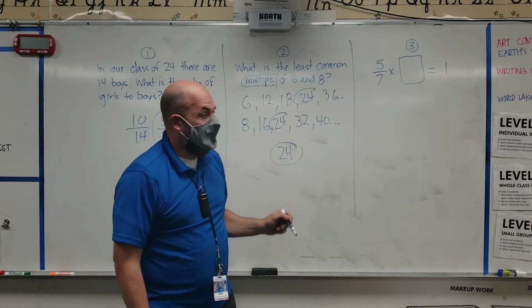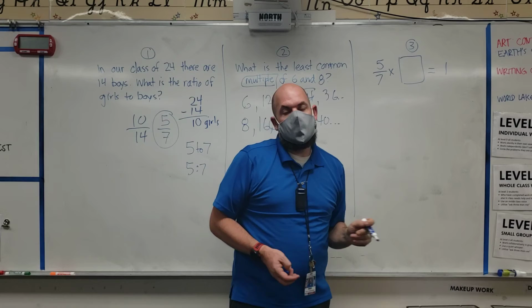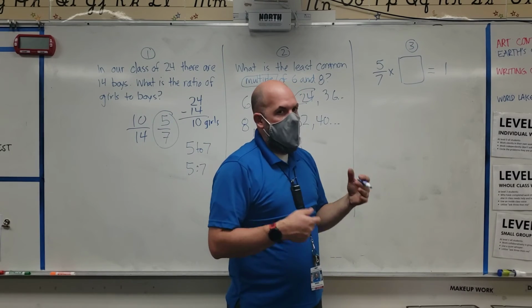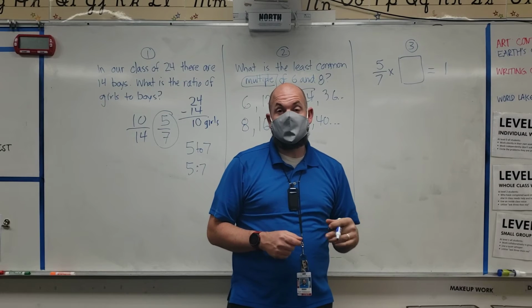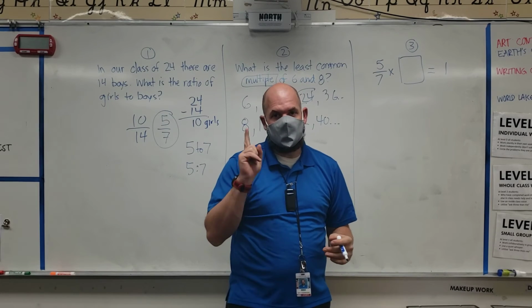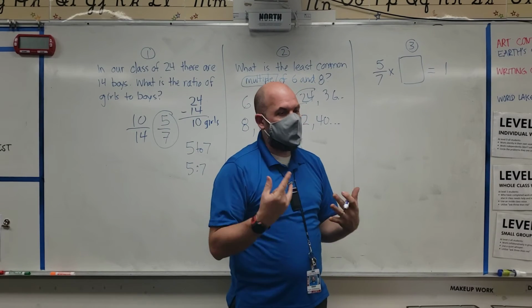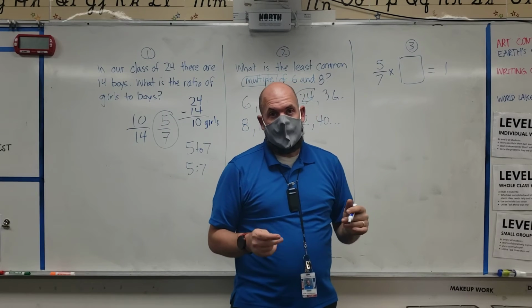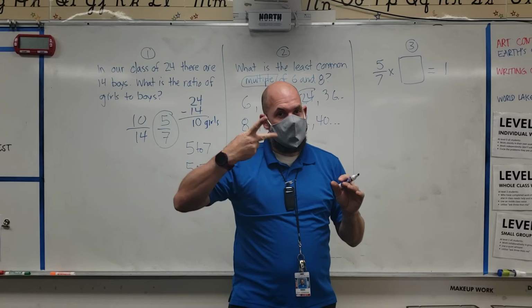Least common multiple. Finally, this last question, this is going to show up for the rest of your life. So you need to understand this. Any number times its reciprocal equals 1. So any number times its reciprocal equals 1. Now a reciprocal, just to review, is simply a fraction turned upside down.